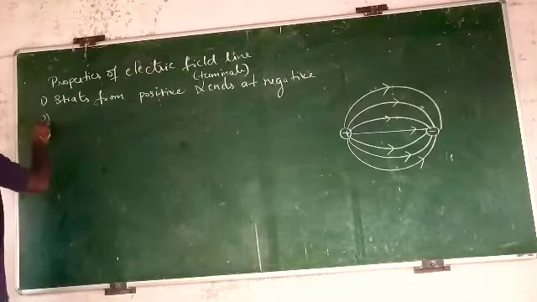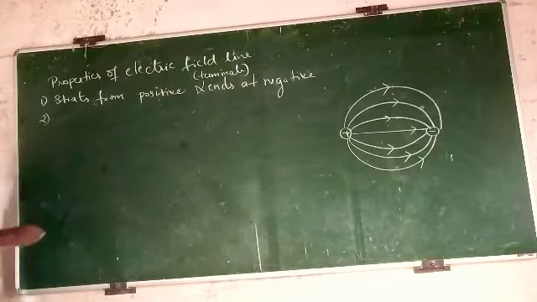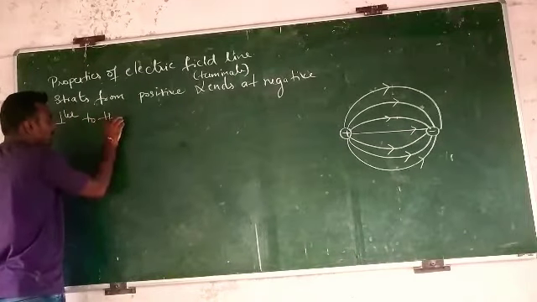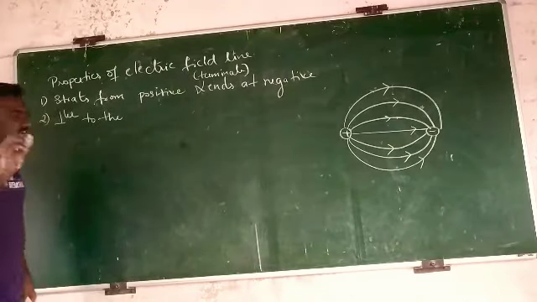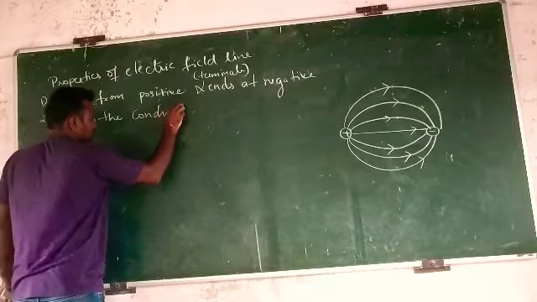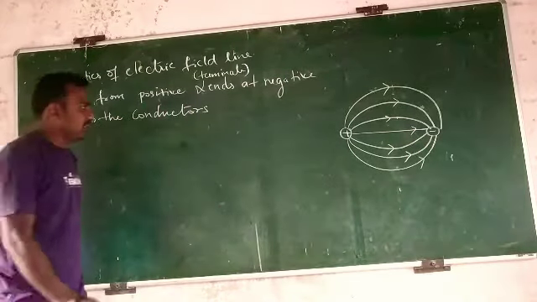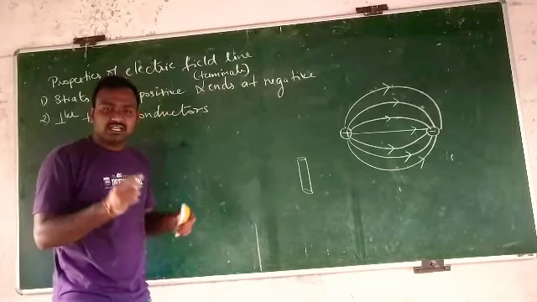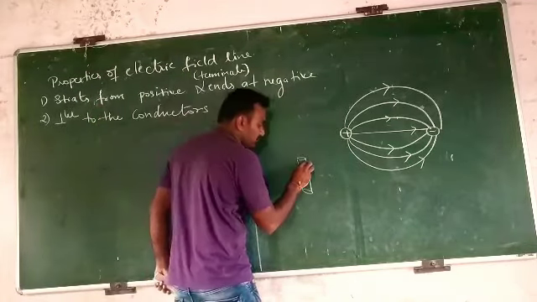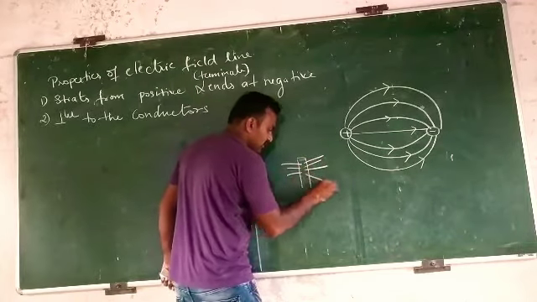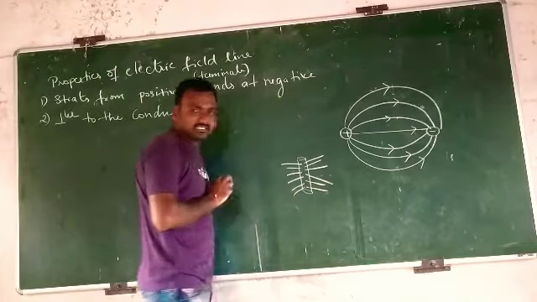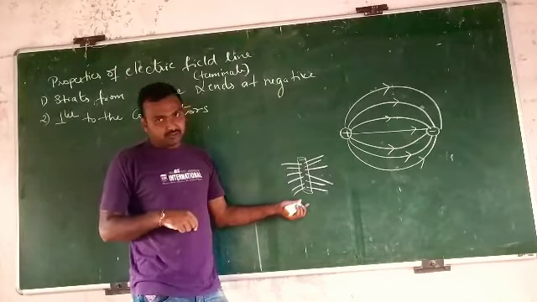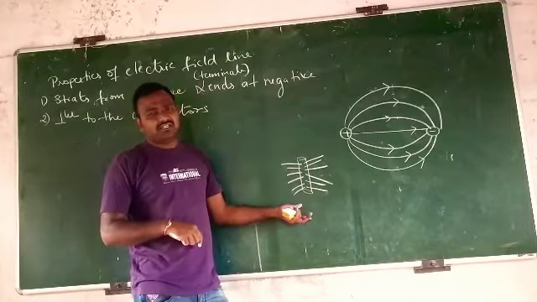And the second one: these electric field lines are perpendicular to the conductor or conductors. Suppose there is a conductor of this shape. How will the electric field lines enter or emerge? They will be shown like this, perpendicular to the conductor, similar to the brush we use for washing a test tube.